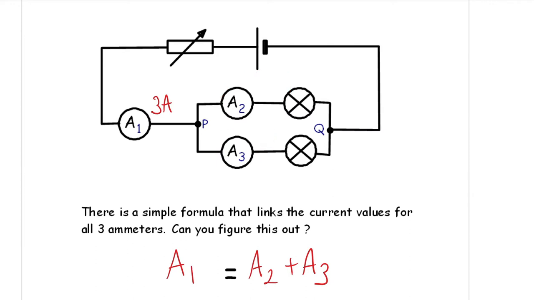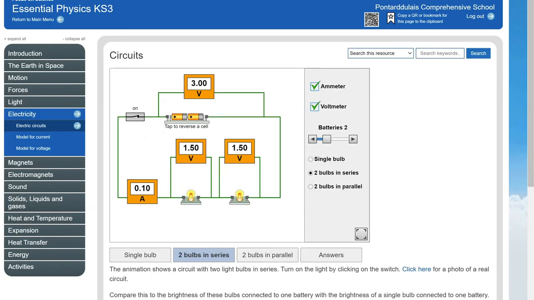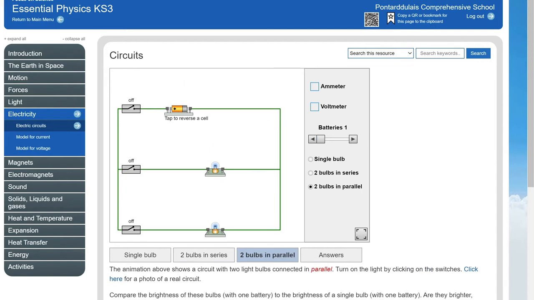Before we go any further, let's go back and look at this software we loaded up earlier, and we'll go now from a series circuit to a parallel circuit. And in this parallel circuit, you can see we've got 2 bulbs in parallel. At the moment, they're all switched off. So if we switch on here, nothing happens. If we switch on, one bulb comes on. Notice when I switch that second bulb on, the brightness of the bulb remained the same.